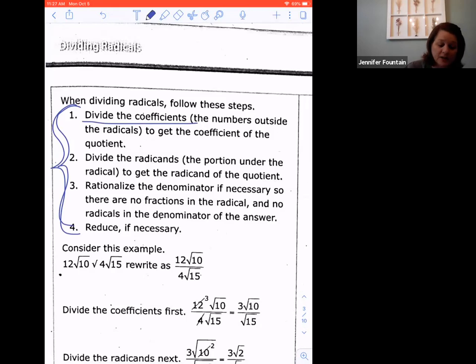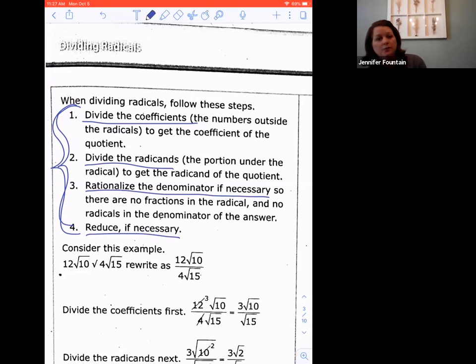Now, if you want to write everything else, you can, but you don't have to. You can just write step 1, divide the coefficients. Step 2, divide the radicands. Step 3, rationalize the denominator if necessary. Step 4, reduce if necessary. So there are your lesson notes right there, and we'll practice on that in just a minute.